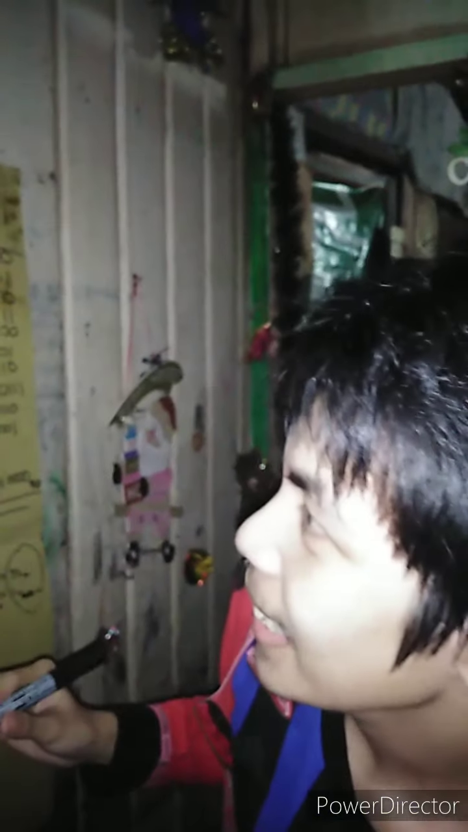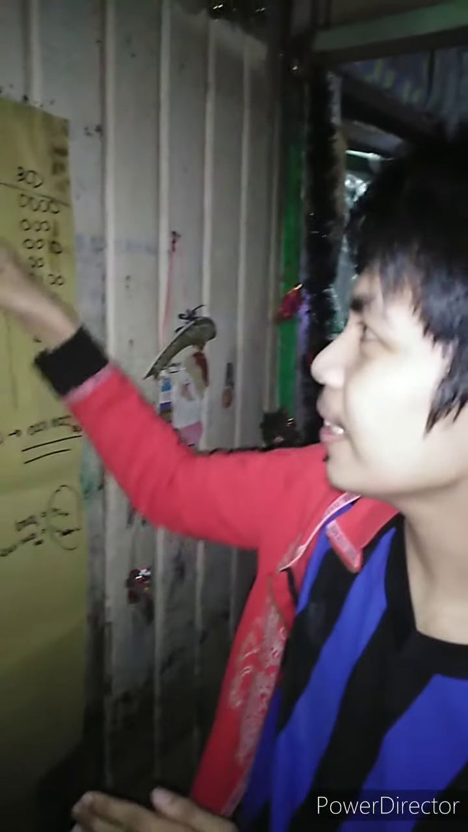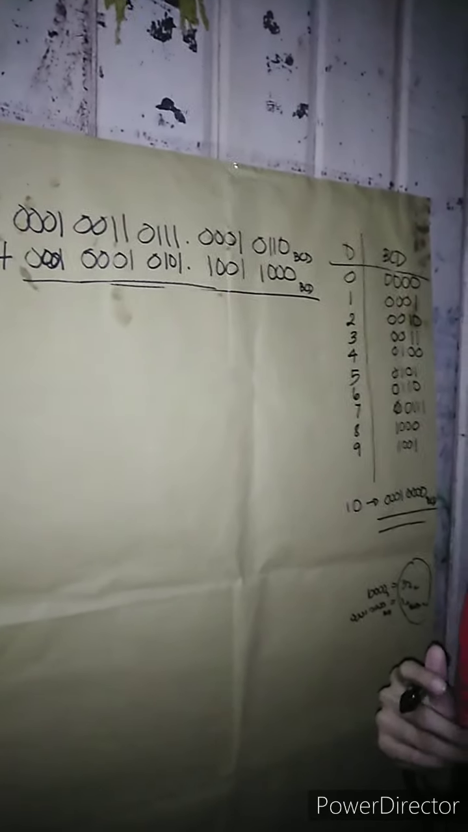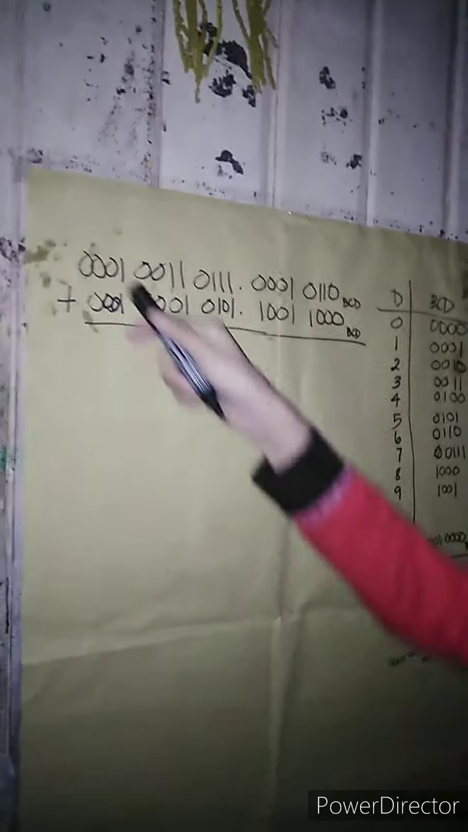In adding this, it is similar to adding binary numbers. As you notice, I separated the whole thing into sets of 4-digit numbers.